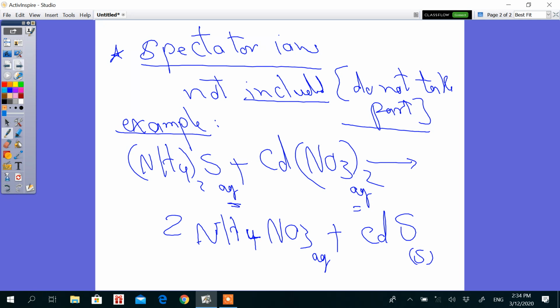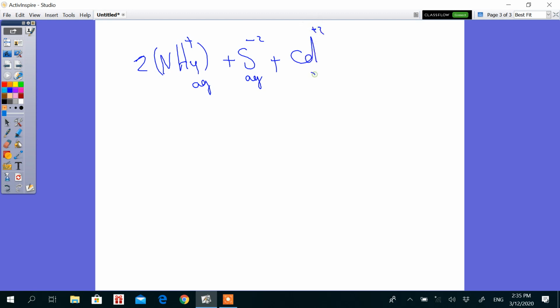So my ammonium sulfide, ammonium will be 2NH4 positive aqueous, plus sulfide aqueous, -2, plus cadmium nitrate, cadmium +2 aqueous, plus 2 nitrate, because I have cadmium nitrate with 2 groups of nitrate, -1. I must know the charge also.